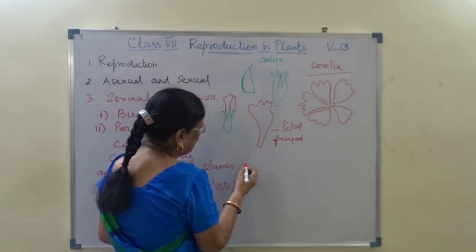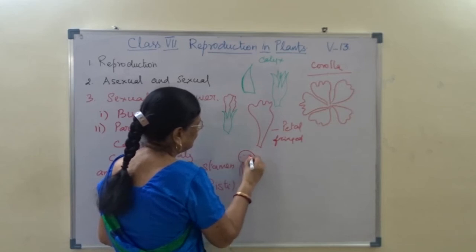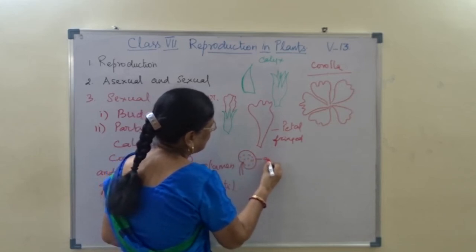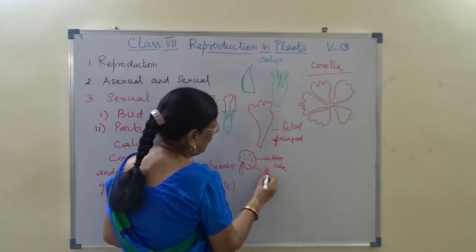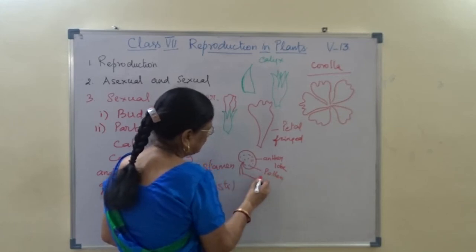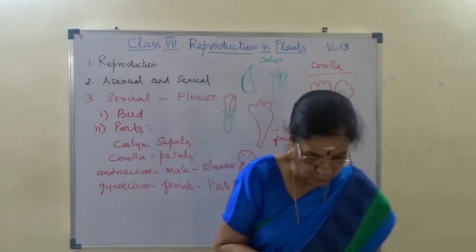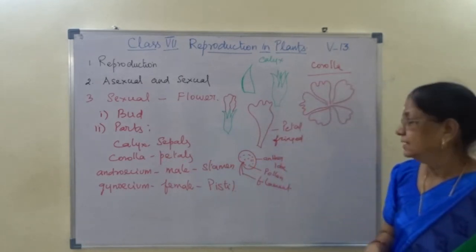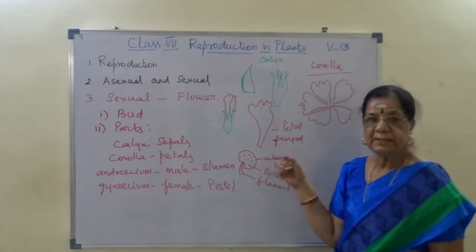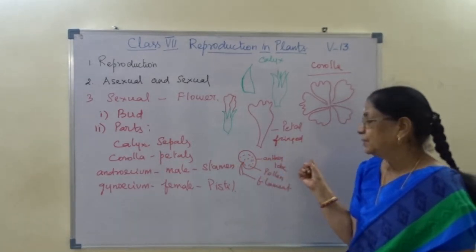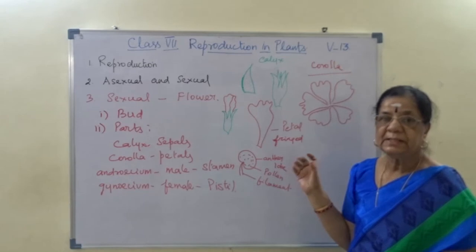In hibiscus, the stamens are arranged like this. This is the anther lobe, this is the pollen, and this is the filament. I repeat, the androecium is formed of numerous stamens, and those stamens have a stalk called the filament and a cap-like anther, that is the anther lobe, in which pollen grains are arranged. Pollen grains are the male gametes.